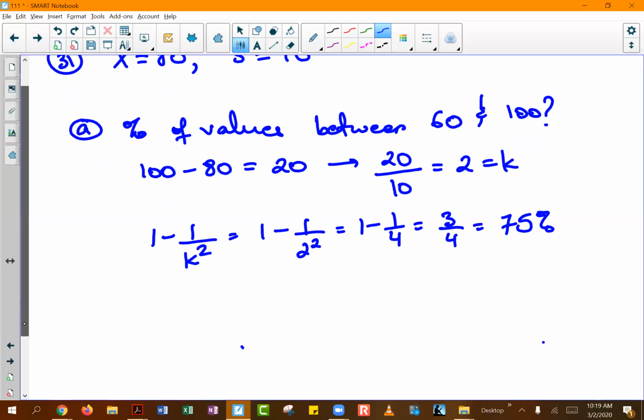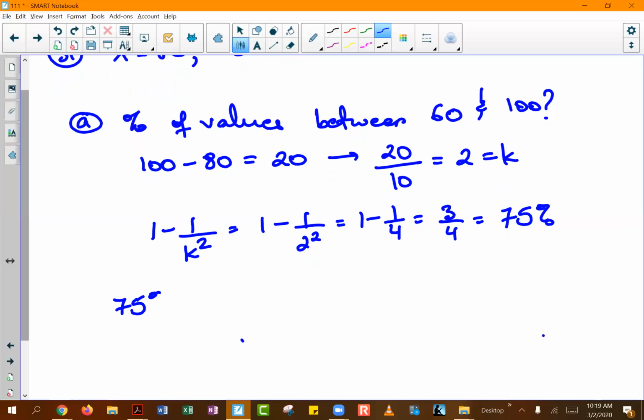So we would say 75% of the values fall within 60 and 100.